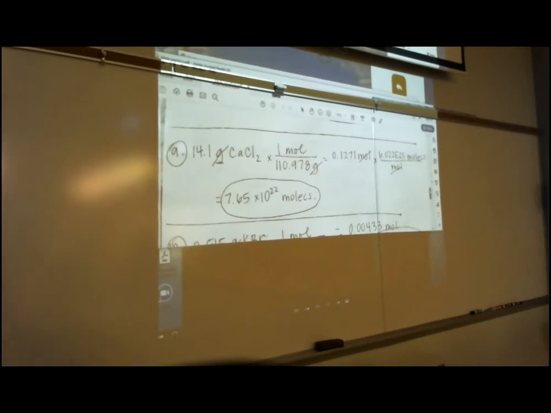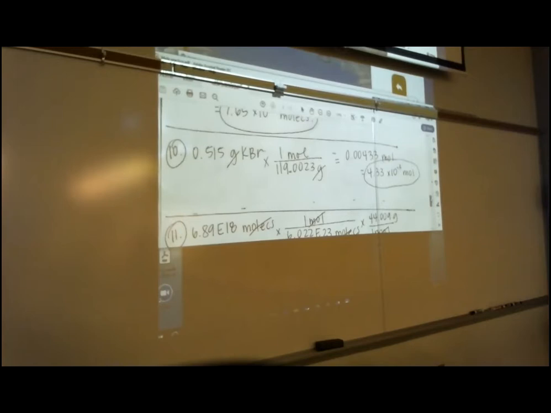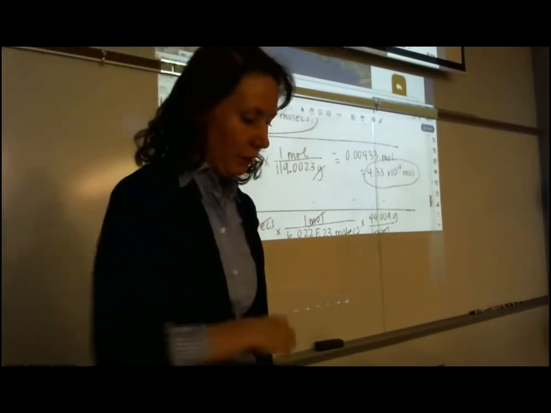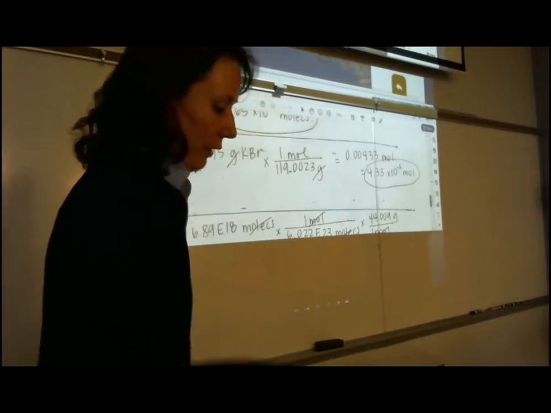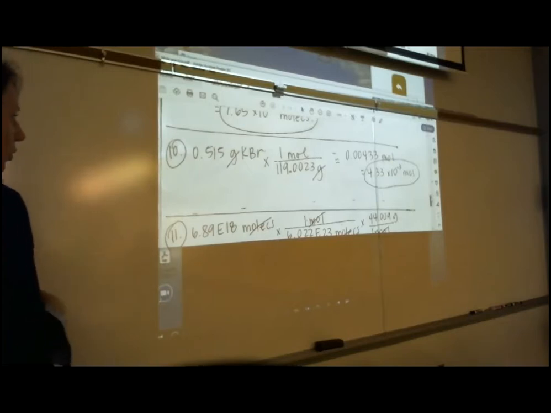How do we feel about 9? Questions on 9? All right, 10. 10 is an easier one. Calculate the number of moles of potassium bromide in a 0.515 gram sample. So this time it's not asking for molecules, it's just asking for moles.